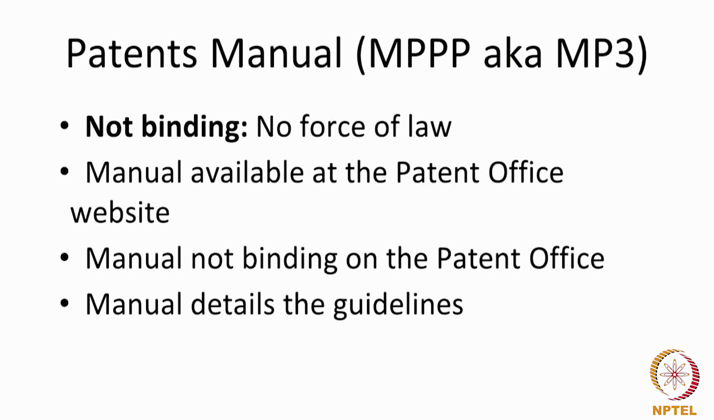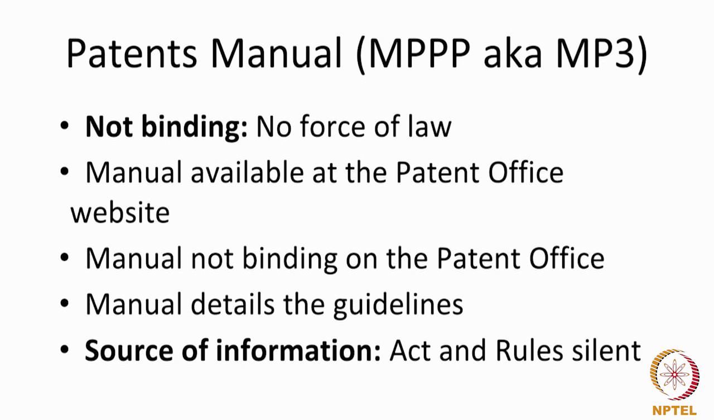Now, the manual contains details on certain guidelines, and it's important to understand these guidelines because these guidelines throw light in cases where the Act and the rules are silent. So, we look at the patents manual, the Manual of Patent Procedure and Practice, as a document which gives us information on issues where the Act and the rules are silent.